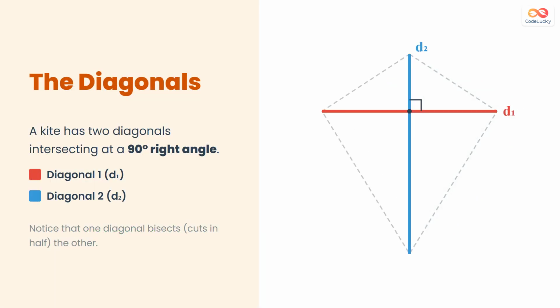A crucial part of calculating the area involves the diagonals. A kite has two diagonals. One is usually longer than the other. The most important property is that they cross each other at exactly 90 degrees, forming a right angle.